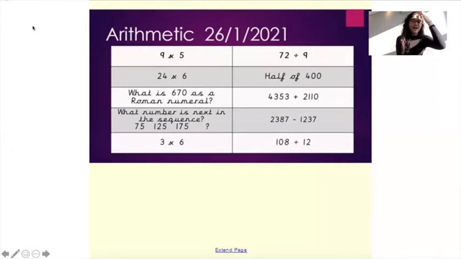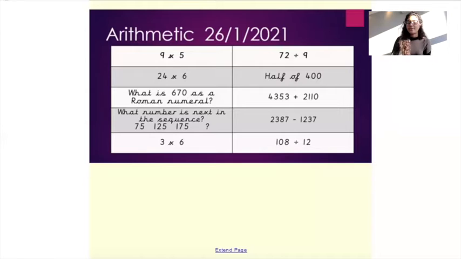So the questions are as follows. 9 times 5, 24 times 6. What is 670 as a Roman numeral? What number is next in the sequence? 75, 125, 175. 3 times 6. 72 divided by 9. Half of 400.